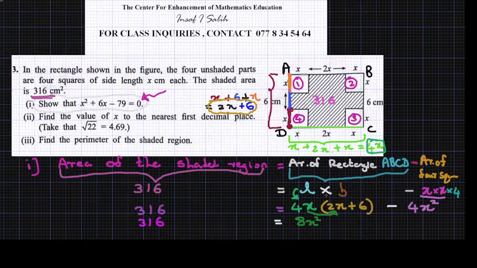4x times 2x, we get 8x squared. Now we go to multiply plus 6 by 4x. So what is 4x times 6? That is plus 24x, minus 4x squared.